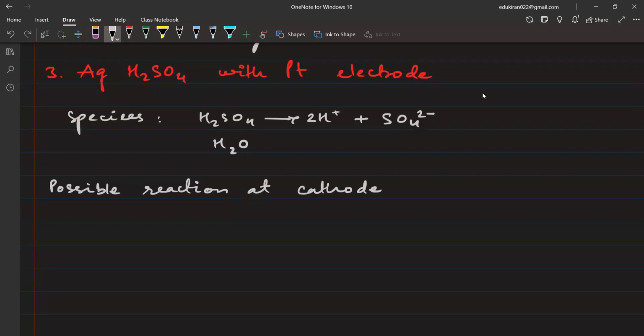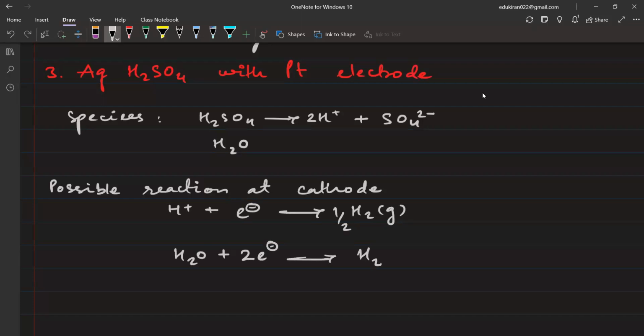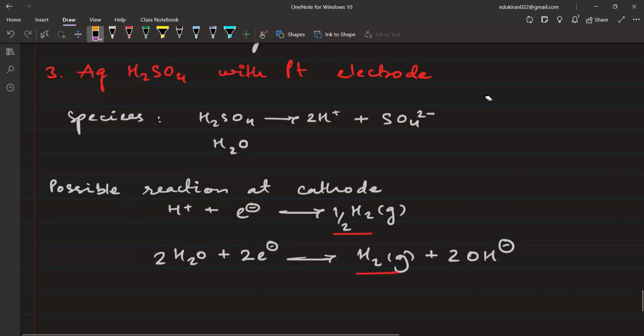ठीक है. कैथोड में पॉसिबल रिएक्शन कौन कौन से हो सकते हैं? We can have H plus ions which will eat up electrons and it is going to give you half H2 gas. ठीक है. दूसरा क्या हो सकता है? वाटर ले लेंगे हम. Water plus 2 electrons is going to give me H2 gas plus OH negative ions, right? And I think there will be 2 here and there will be 2 here. Now, no matter whether H plus is getting reduced or H2O is getting reduced, both of them are giving me what? Hydrogen gas. Yes or no, please tell me.